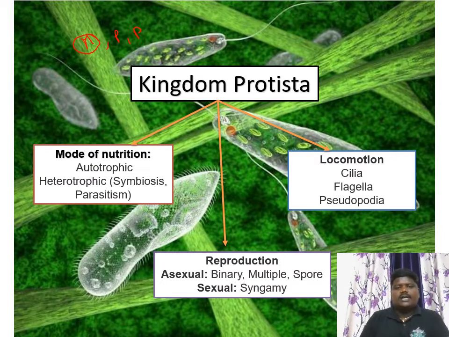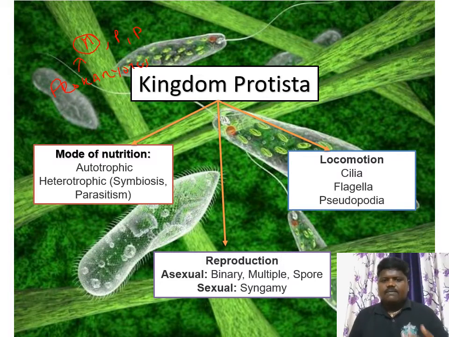Coming to Protista, these are called unicellular eukaryotes. In the case of Monera, you might have seen they are the sole members of prokaryotes, right? Whereas Protista belong to eukaryotes. In the previous lectures, we have discussed the difference between prokaryotes and eukaryotes. The students who need continuity can look over that video and come back here.